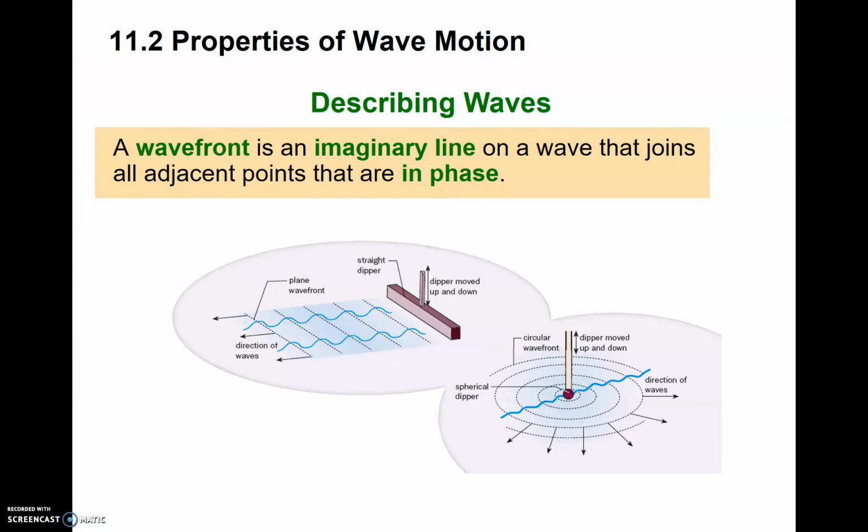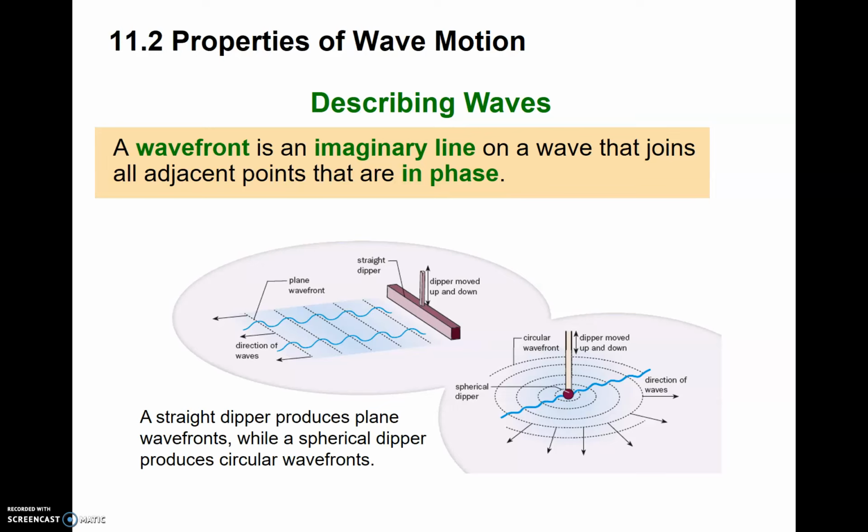Now, when you look at the wave as a whole, when the wave propagates out, you'll find that there is this up-down motion. So what does the up-down motion mean? The up-down motion is what we call a wavefront. A wavefront is just an imaginary line that you actually see.